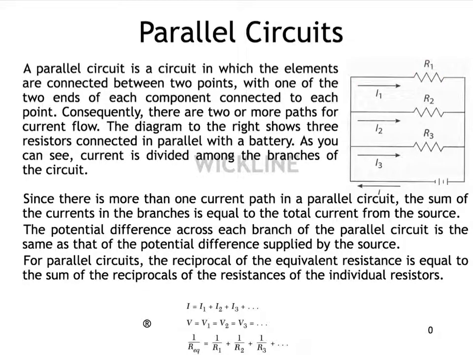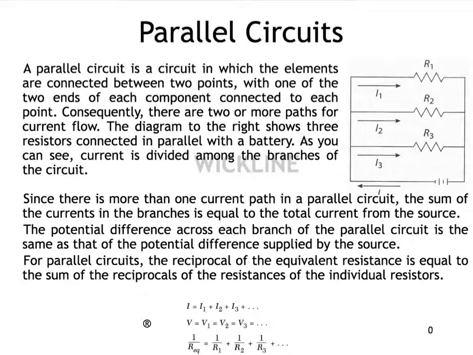So this current is going to add up to this current, which will add to this current, and all of those currents will come together and be recognized at the battery. So 3 currents converging into 1, just like that.